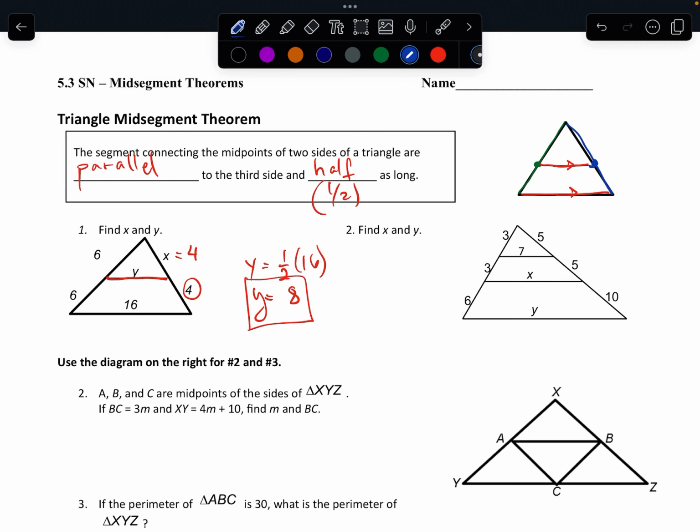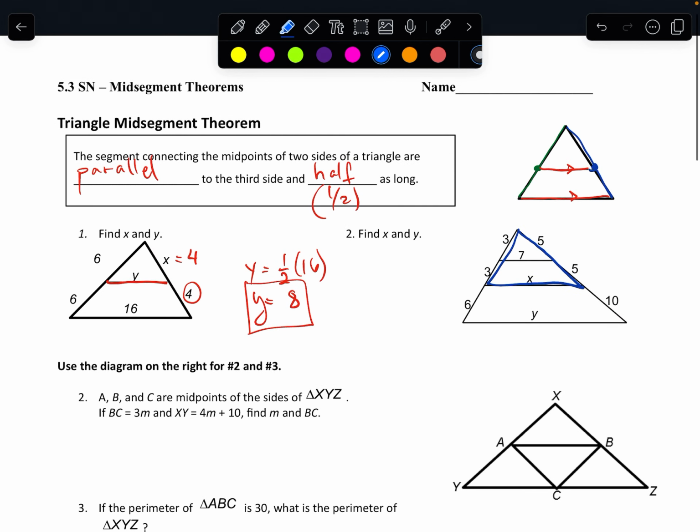Now going over here, I need to focus on a smaller triangle first. So let's say I take this triangle right here. Notice that this is 3 and this is 3. So this point right here is a midpoint. Same as the other side: this is 5 and this is 5, right? So that means this point is a midpoint. So this line right here is a mid-segment.